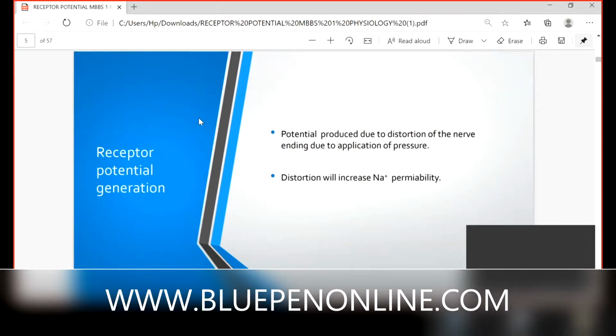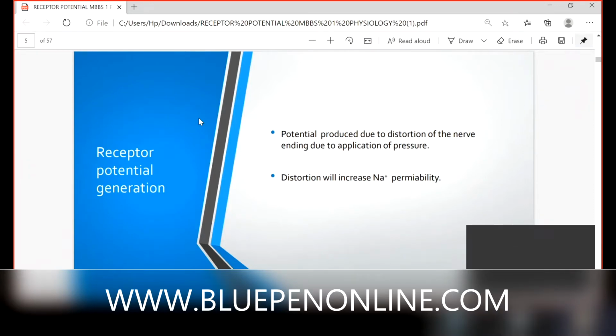Now here we have already studied the transmission, that is, potential produced due to a distortion of the nerve ending due to application of pressure. First it has to be stimulated, isn't it? So distortion means a change from the normal position or from the normal form. This potential is usually formed when there occurs a change from the normal form of the nerve ending or the receptor. Since it is a Pacinian corpuscle, it will be the nerve ending.